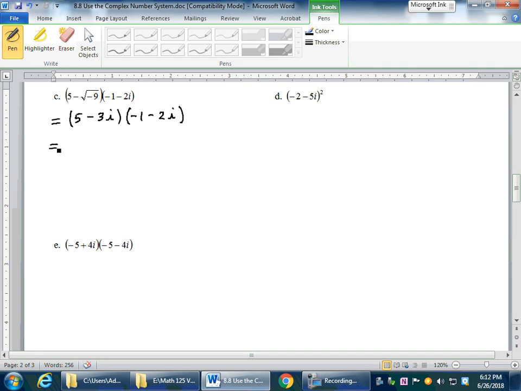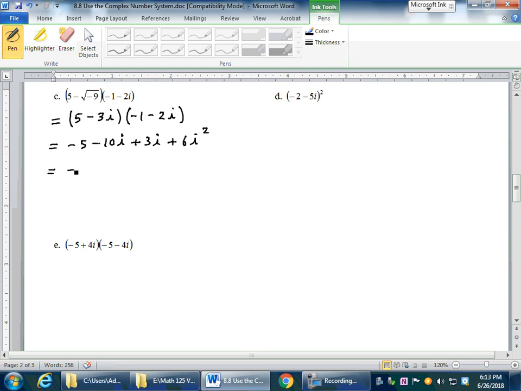Foiling this, 5 times negative 1 is negative 5. 5 times negative 2i will give me minus 10i. Negative 3i times negative 1 will give me plus 3i. And then lastly will be plus 6i squared.